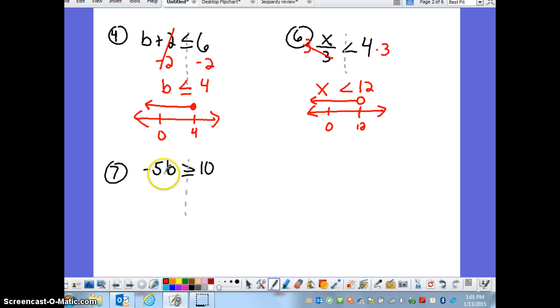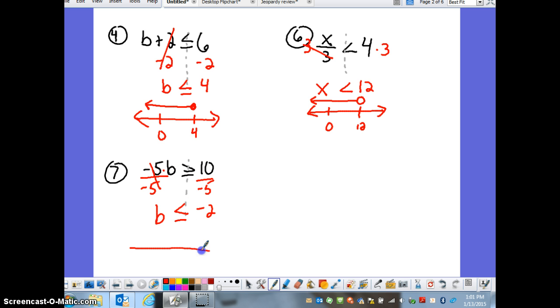All right, number 7, we have a negative 5 attached by multiplication, so I need to divide by negative 5. Divide by negative 5. I cancel out. b is less than or equal to negative 2. I changed my inequality sign to be a less than or equal to because I had divided by a negative. So b is less than or equal to negative 2. Again, plot your negative 2 and your 0. It's a closed dot at negative 2, and it's everything, again, still to the left.